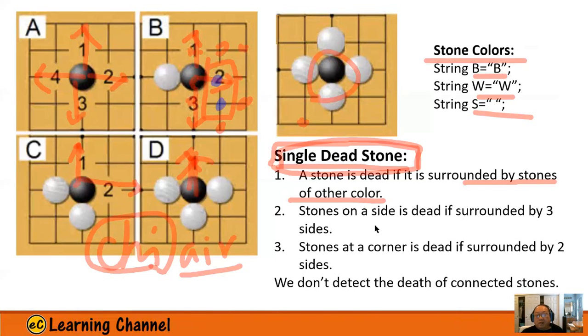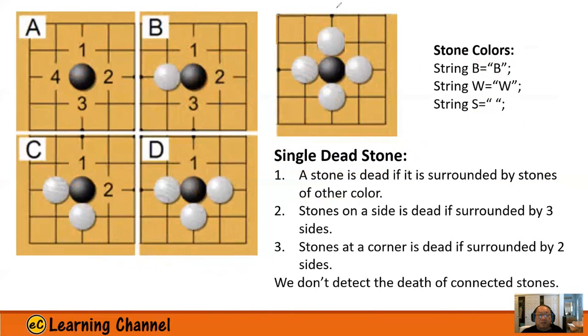A stone on the side is dead if 3 of them surround it. If the stone is on the corner, then 2 stones surrounding it will be dead. And we don't detect the death of multiple stones. This is simple; we just want to exercise the algorithm on 2D detection.